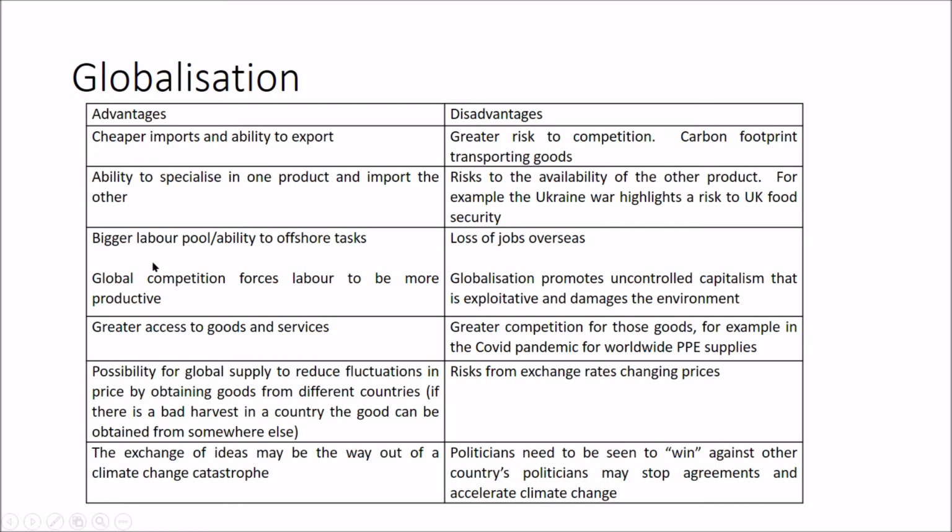We've also got access to a bigger pool of labour. We can bring people in. We could do before Brexit, and this global. On the one hand, we can have a bigger pool of labour, and also we can have global competition forcing labour to be more productive. The disadvantage: losses of jobs to overseas, and also perhaps exploitation and damaging the environment. Those are particular things that can happen as well.